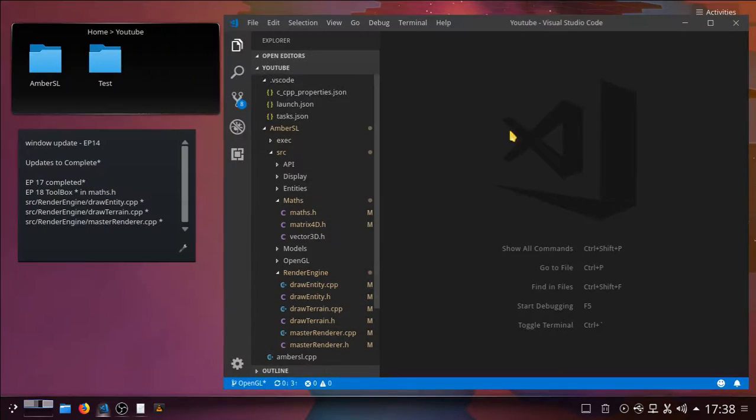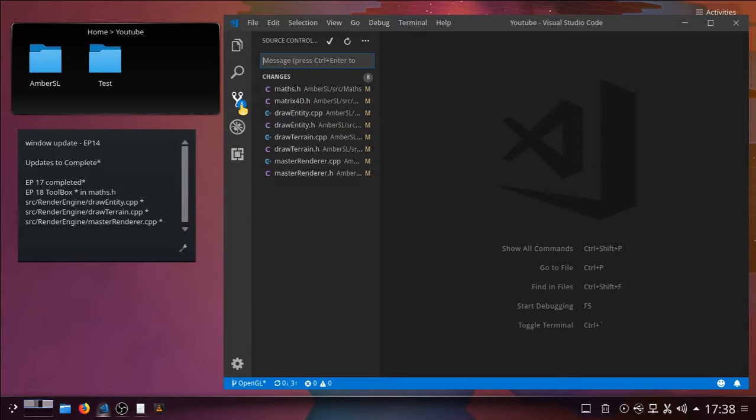What are we up to? Draw entity, which uses our toolbox. Ooh, I'm getting excited now. Hey, let's do it. Let's actually do it. So next episode 19 will be draw entity, and we're going to be using our toolbox to do that.